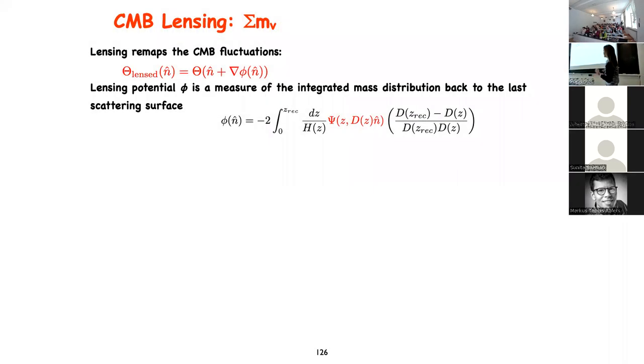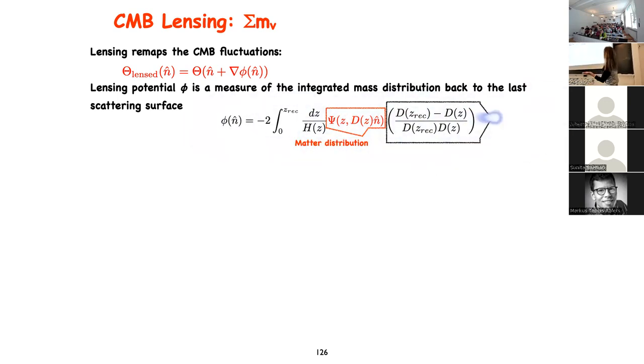Okay, let's come back to the CMB. The CMB photons, as any other sort of light, will also be distorted by the presence of matter inhomogeneities between us and the last scattering surface, okay? And what happens is that lensing produces a remapping of the CMB fluctuations. The lensing potential is a measure of the integrated mass distribution back to the last scattering surface. This is the lensing potential, and it measures both the matter distribution and also the geometry, okay?